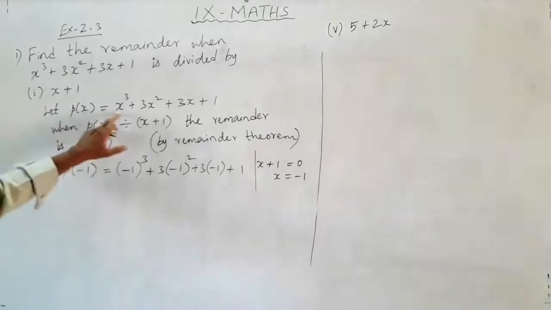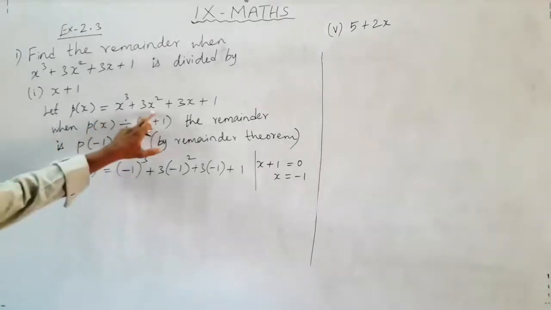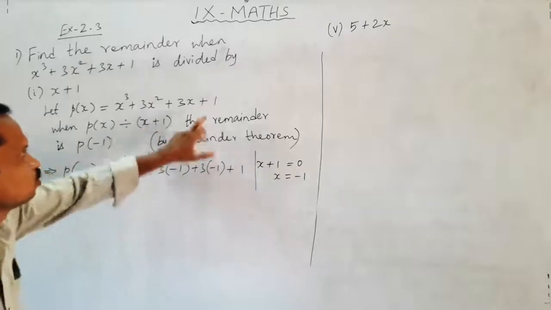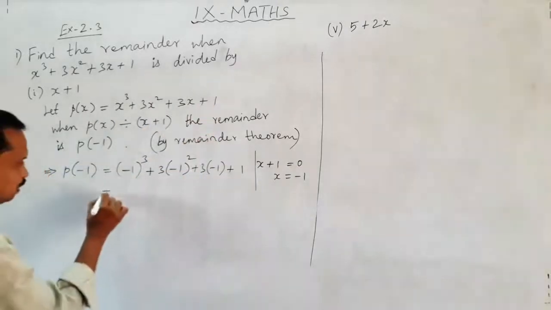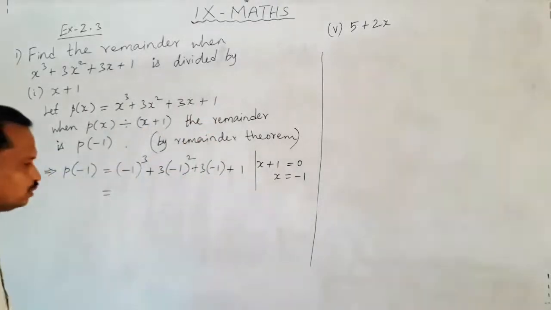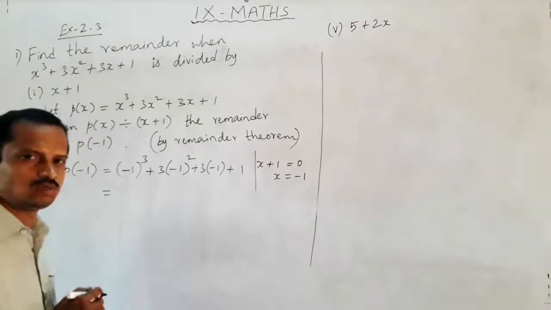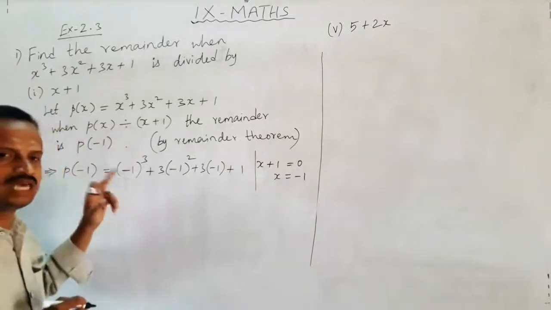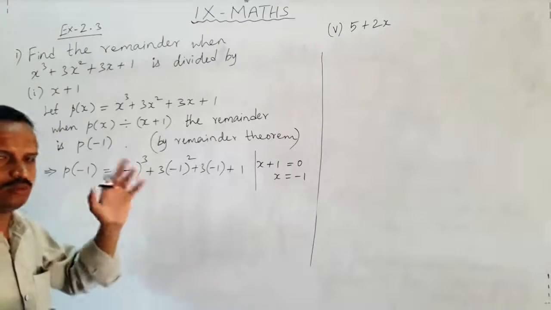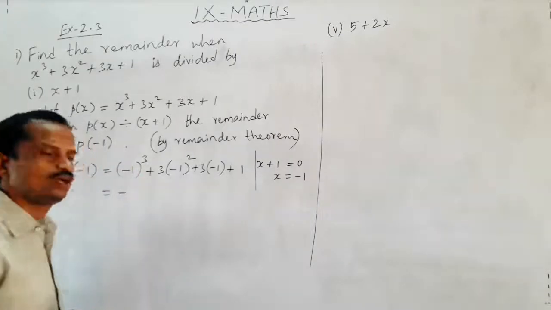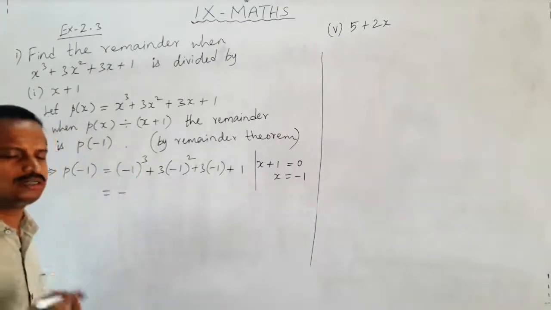So you see what I did? Instead of x, here also minus 1 whole square, minus 1 and then last plus 1. So minus 1 whole cube, what do we get as the answer? Minus 1 if you apply cube, minus into minus into minus, minus 1. And for 1 if you apply cube, 1 into 1 into 1, 1.